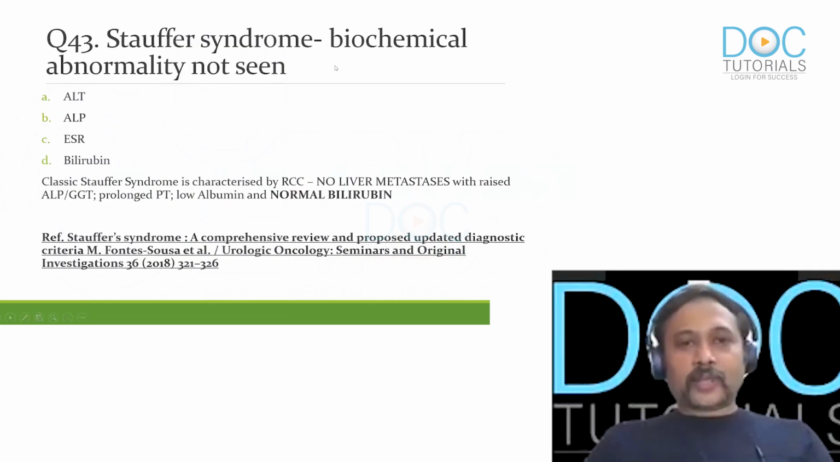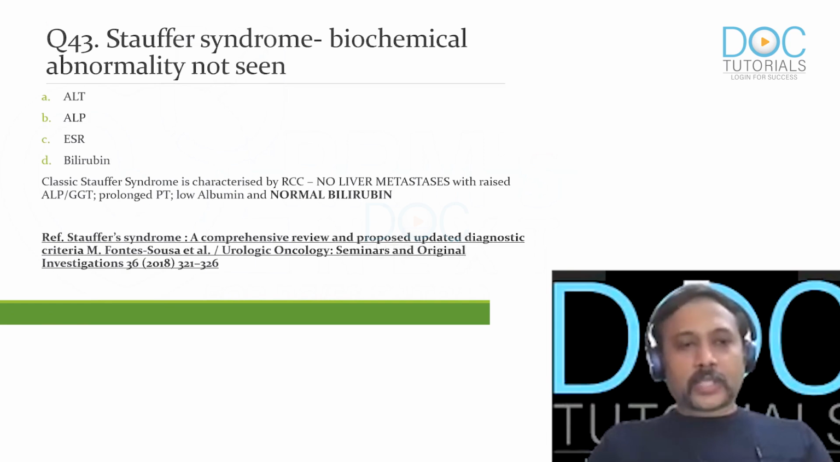Stauffer syndrome: which biochemical abnormality is not seen? All of you will know about Stauffer syndrome. Classical Stauffer syndrome is characterized by RCC without liver metastasis, with normal bilirubin. There is no evidence of rise in bilirubin. You do have a variant where you have icterus associated with Stauffer syndrome. So you will not have an elevation in bilirubin in plain Stauffer syndrome. When you have an elevation in bilirubin, it's the icteric variant that you're talking about.